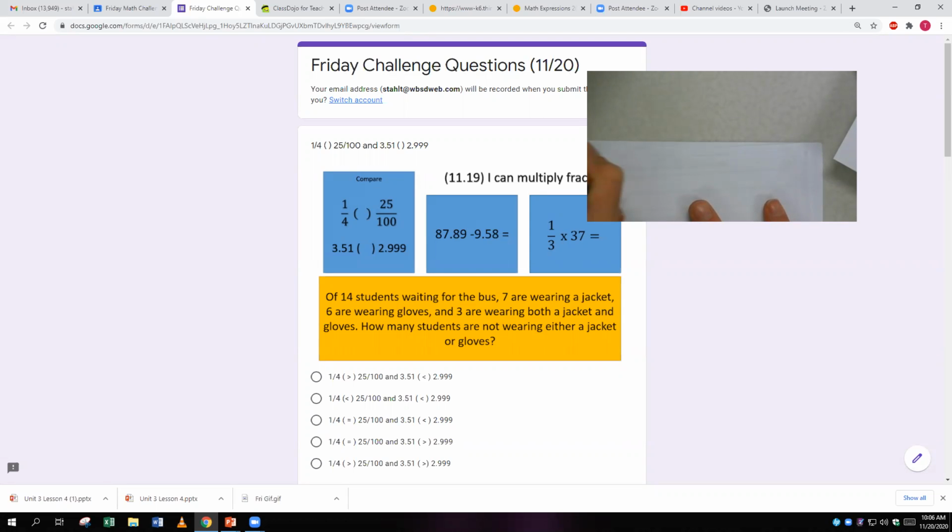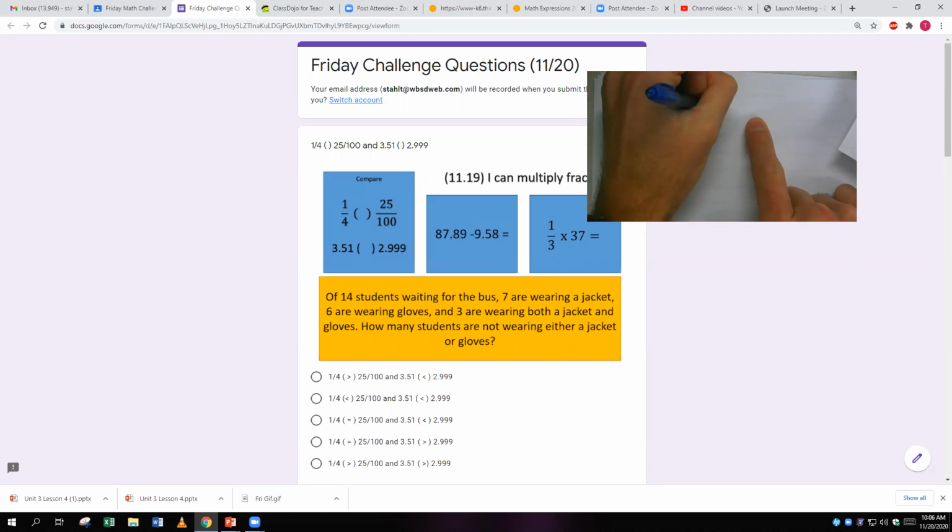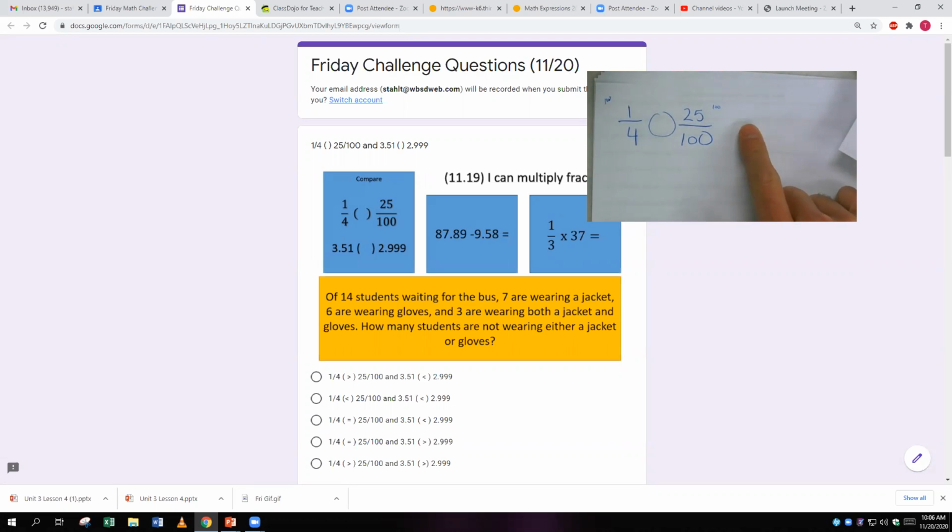1/4 over 25 hundredths. And then remember, when you compare fractions, you can multiply across. And 100 compared to 100, those two are equal to each other. So we know the first answer is equal. So we know it's going to be one of these two. Now we're on to the second question.